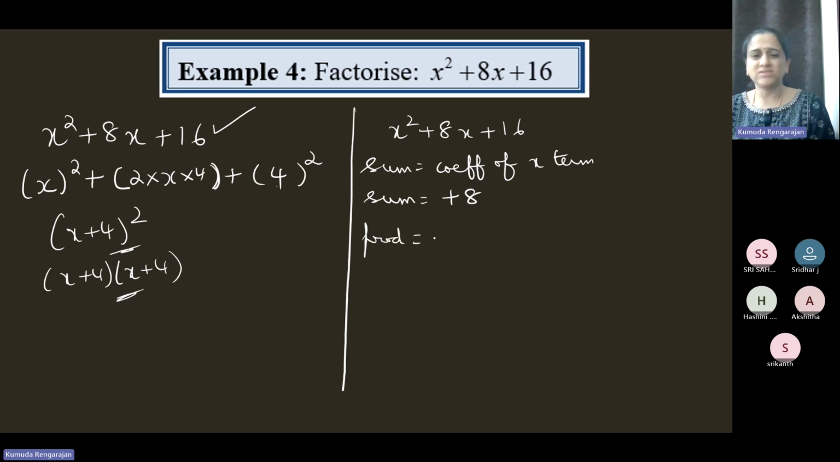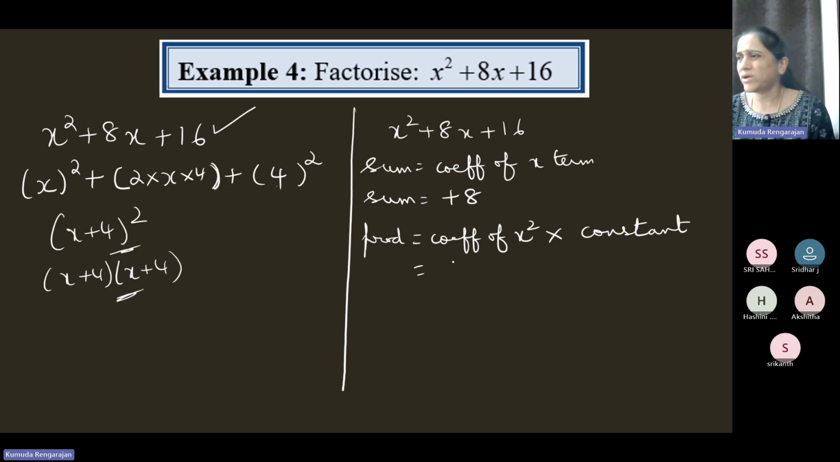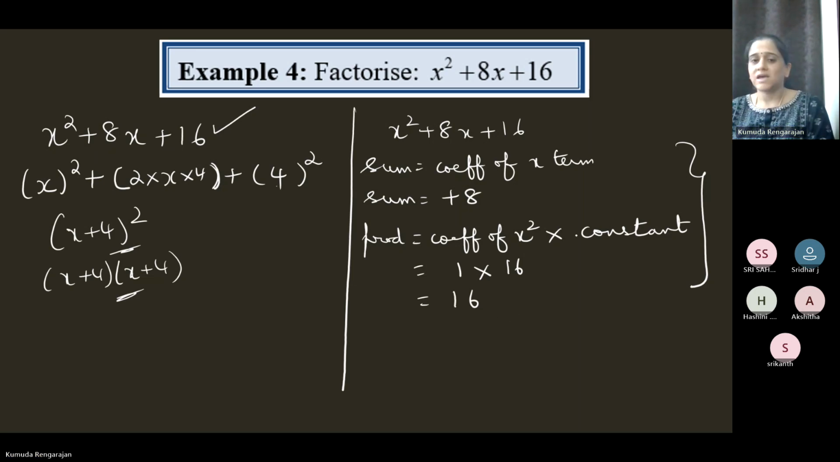Product is equal to... now everything is new, you'll have to wait. Let me make it look simpler. Product is the coefficient of x squared into the constant term. What's the coefficient of x squared? Plus 1. You can ignore it. 1 into the constant, along with the sign, plus 16. So 16. Now you don't have to write so much. You can do this in your mind and just write sum plus 8, product 16 directly.